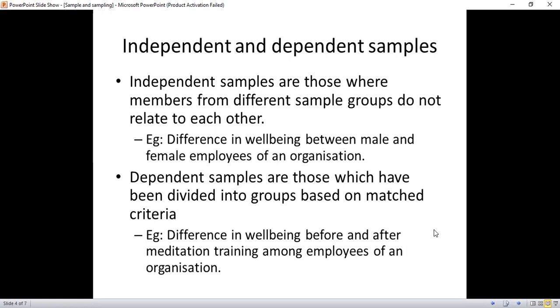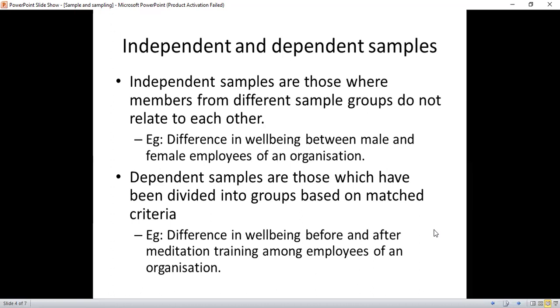So for participant 1, there will be a score before and a score after the meditation. For participant 2, there will be a score before the meditation and a score on well-being after the meditation. Likewise, we will have two sets of data, before meditation and after meditation. What makes it dependent is that the data is extracted from the same sample population. These are the same people, the same participants.